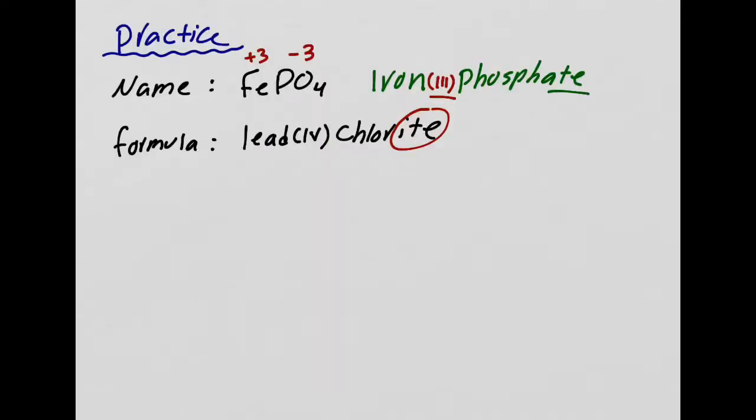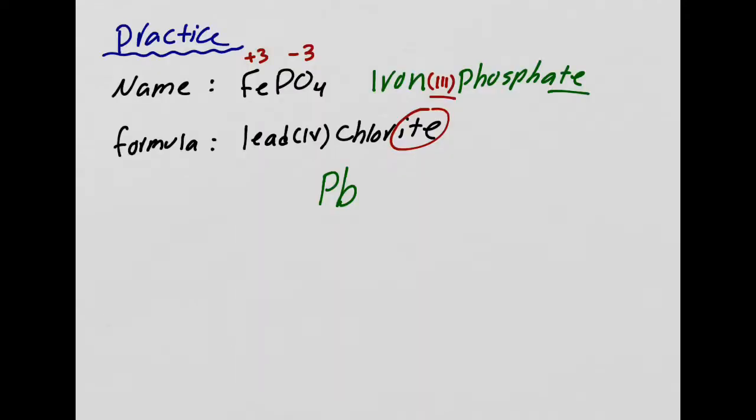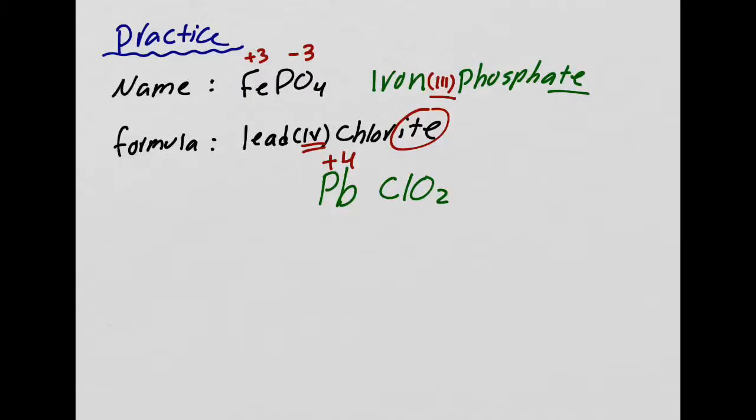Okay. Now, lead 4. I know that lead is Pb. And chloride, I went over there, chloride was ClO2. And it is telling me that is lead 4. So, it's +4. Because lead and tin, you have to tell me what it is. And if you look at a polyatomic ion sheet, chloride is -1. Again, if you are taking Chem 30A, you do not have to memorize a polyatomic ion sheet. I will give it to you.